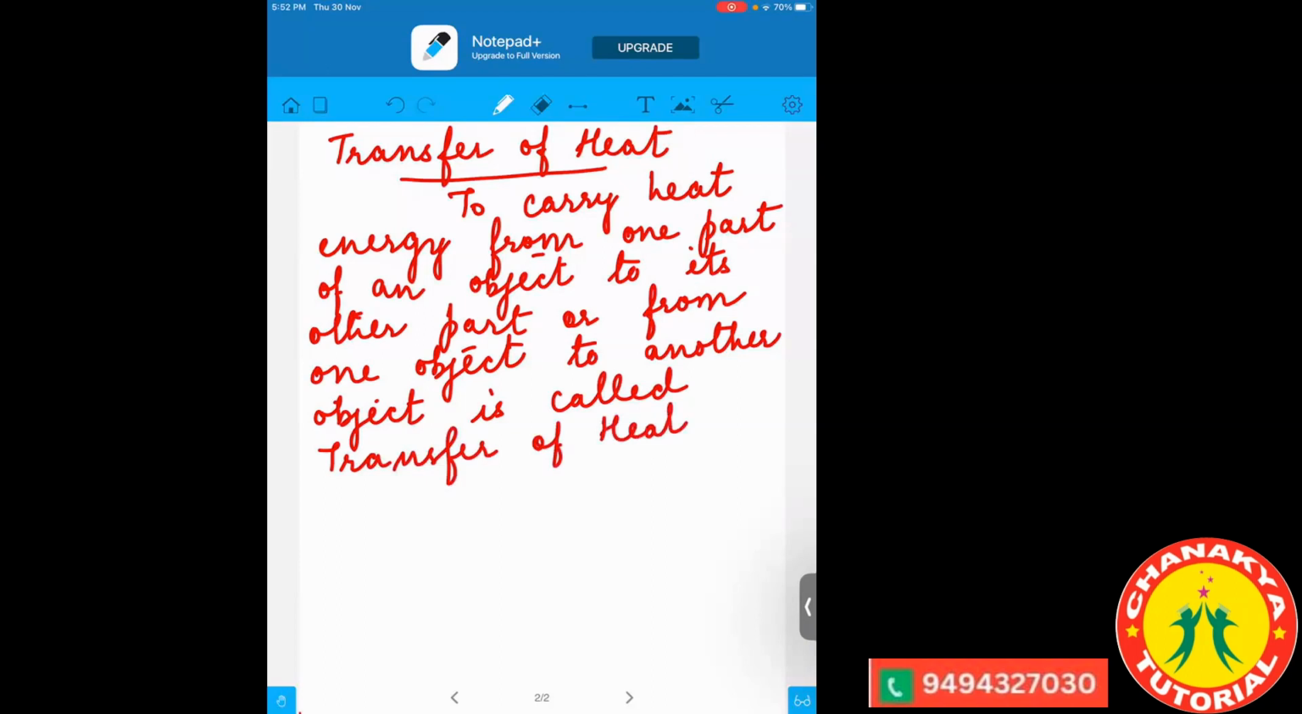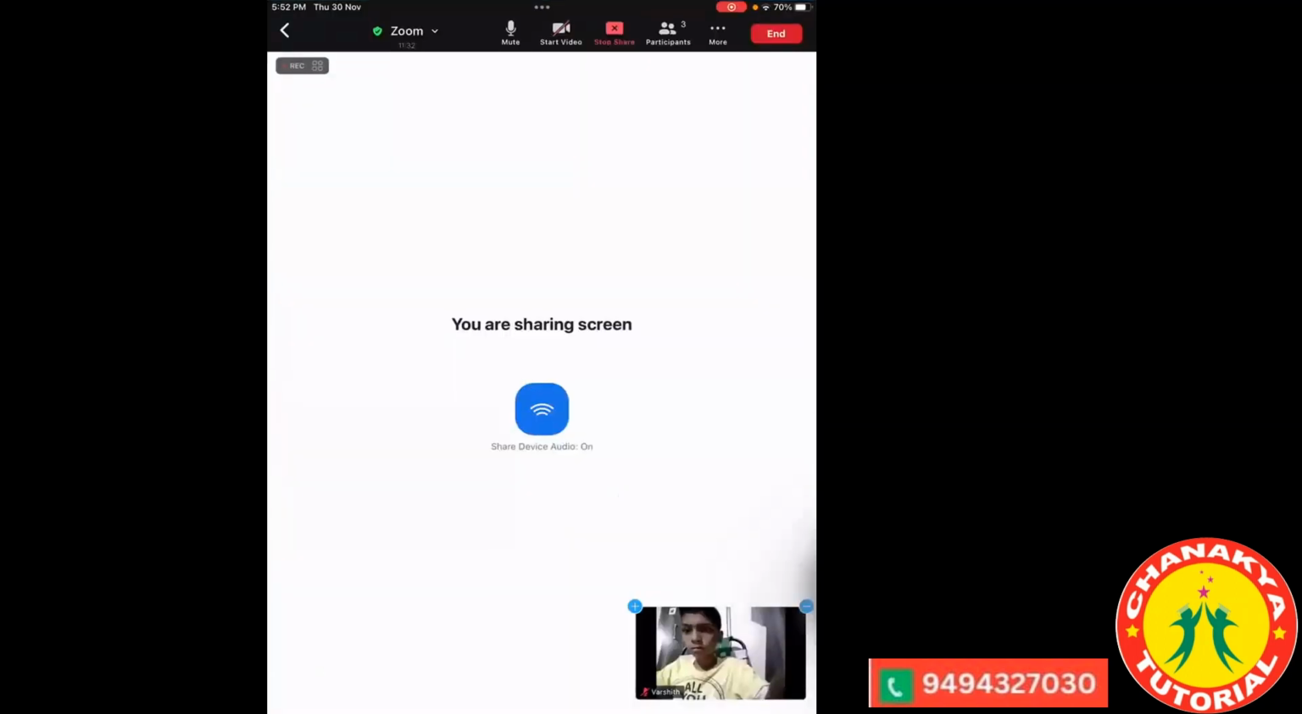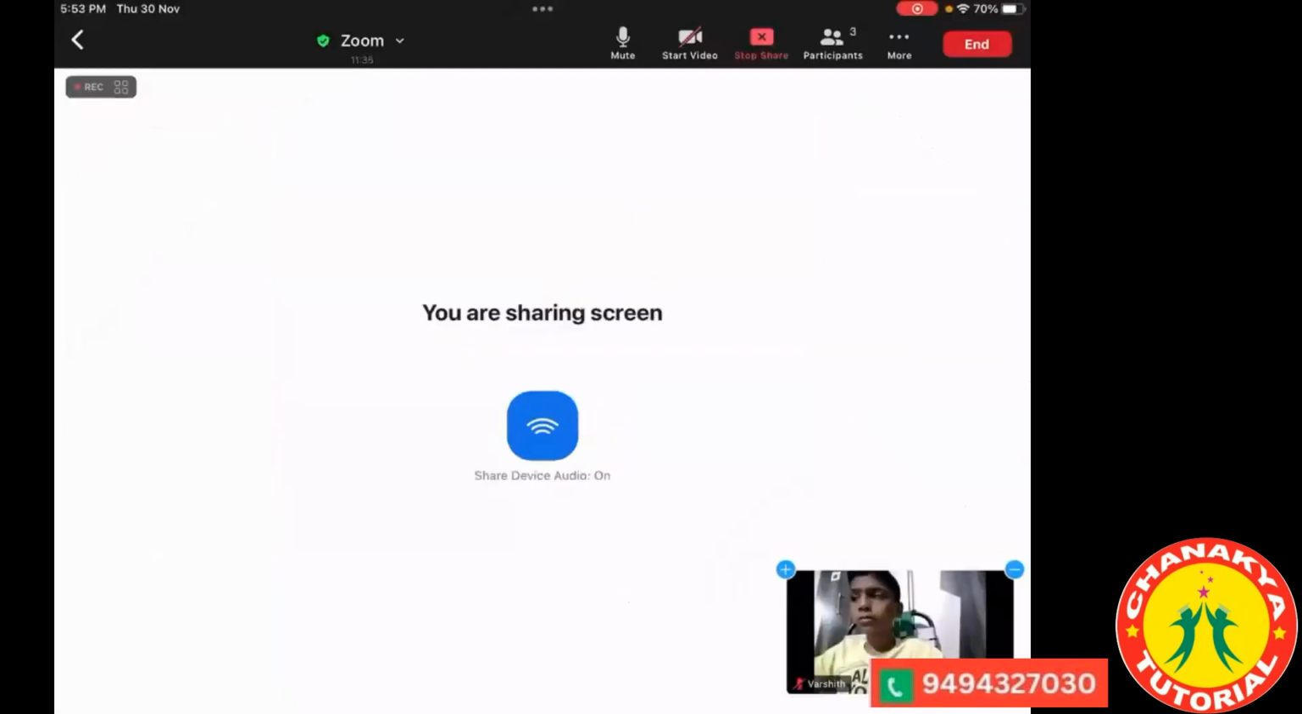Now, Varshit and Kritvik, can you give me any examples where you can find this transfer of heat? Like cooking. When we cook items. Okay. Right. When we cook items, then what happens? Basically, we'll be using the utensils, right? And while using those utensils, the transferring of heat will be there.